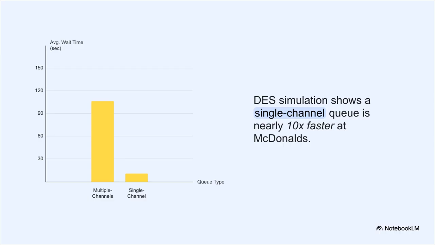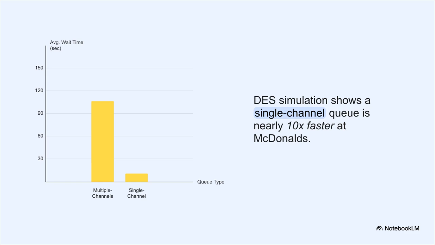Now, check this out. This is a fascinating real-world result that just shows how mind-blowingly powerful simulation can be. A study looked at the multiple line queuing system at McDonald's, where each cashier has their own line. The average wait time? 106 seconds. But then, using DES, they simulated what would happen if McDonald's switched to a single-line system, like you see at a bank, where one line feeds all the cashiers. The result? The average wait time dropped to just 11 seconds. That is nearly 10 times faster.